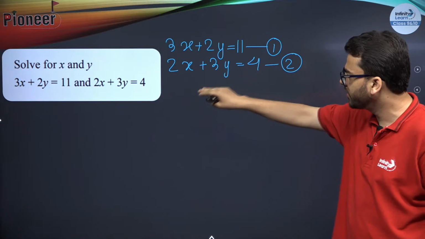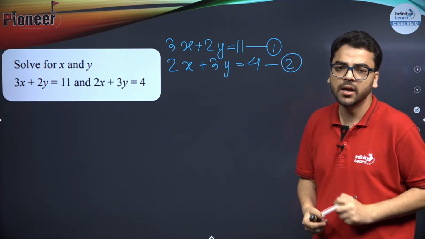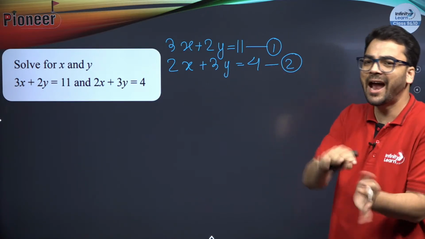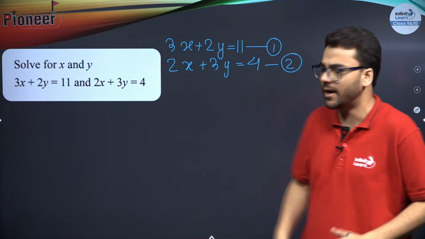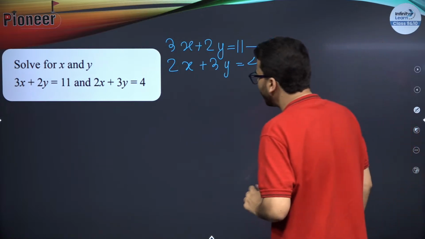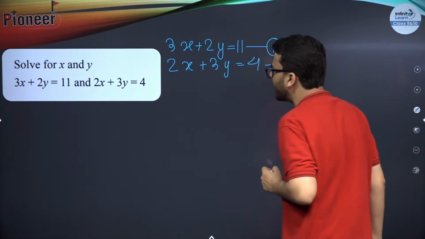3x plus 2y is equal to 11, 2x plus 3y is equal to 4. Yeah, that is correct. So you can solve equations by adding as well. It's not that elimination can be done by subtraction only every time. It is not like that. So you see, suppose I want to eliminate variable x.